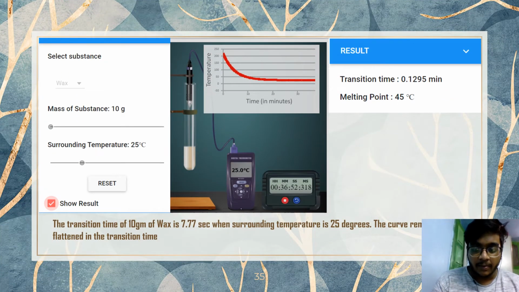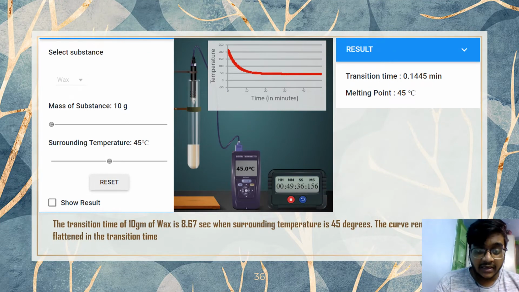Now I have kept the mass constant, but I have changed the surrounding temperature to 25 degrees Celsius. This time the transition time of 10 grams of wax I got is 7.77 seconds. When the surrounding temperature is 25 degrees Celsius, the curve remains flattened in the transition time. As we can see here, the curve becomes flattened at nearly 50 degrees Celsius because the melting point we got is 45 degrees Celsius, which is near to 50 degrees Celsius.